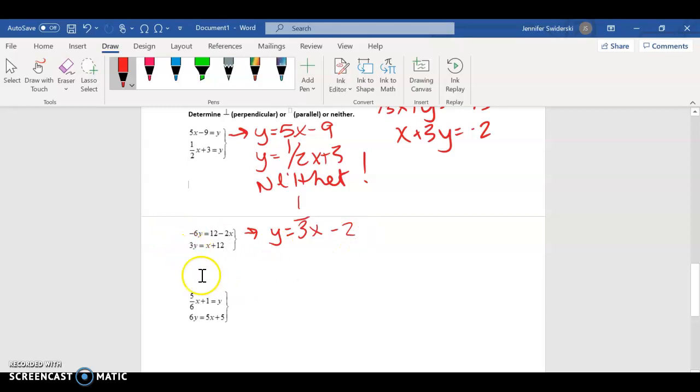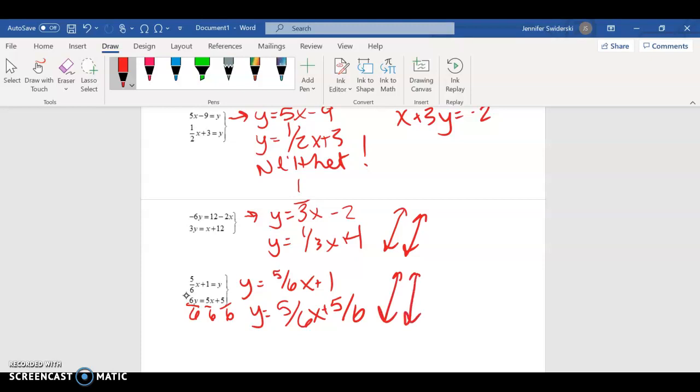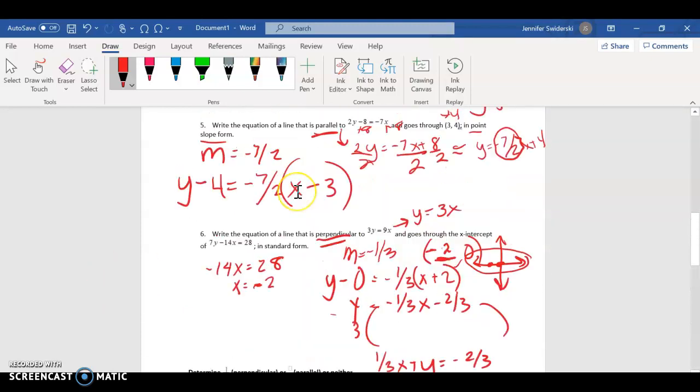This next one, I'm going to divide everything by 3, put it in slope intercept form, so I get y equals 1/3 x plus 4. So this is going to be parallel, same slope. Next one, looks like it's already in slope intercept form for that first one, so I'm just going to rewrite it to help myself out. Y equals 5/6x plus 1. The second one, I'm going to divide everything by 6. I get y equals 5/6x plus 5/6. Same slope, so parallel.